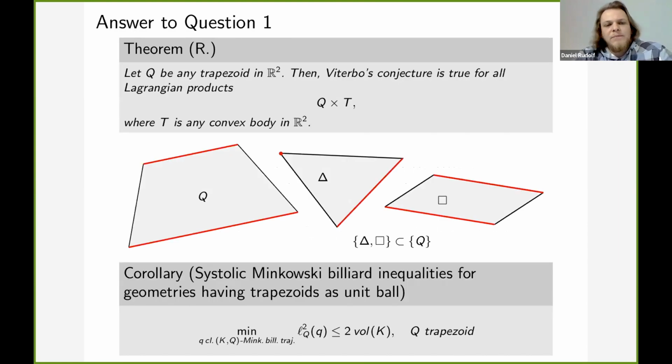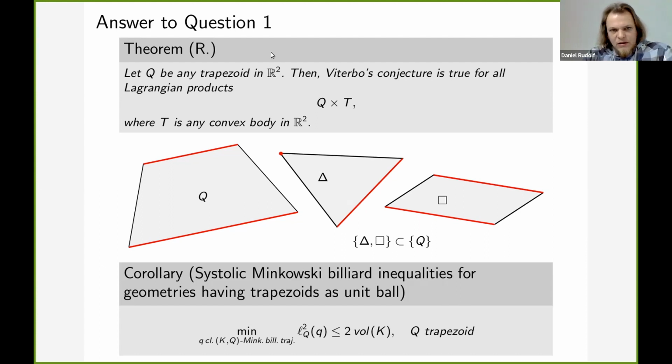The answer to the first question is the following theorem, which says that if we look at any trapezoid Q in R2, so now we are in four dimensions, and any convex body T in R2, then the Lagrangian product Q cross T satisfies Viterbo's conjecture. And here I mean by trapezoids the usual definition: quadrilaterals with at least two parallel sides. And I also include triangles as degenerate trapezoids.